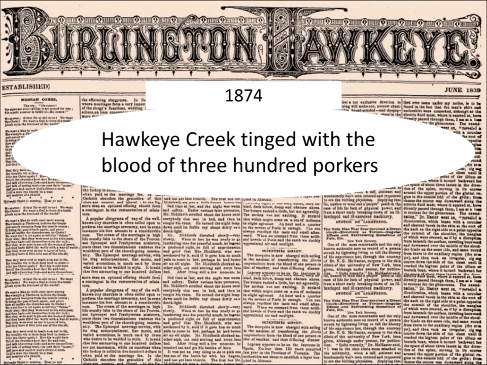There was at one time a slaughterhouse in Gunnison Gap. They felt free to dump their garbage in the creek. In fact, for years Hawkeye Creek was an open sewer for industrial and human waste.